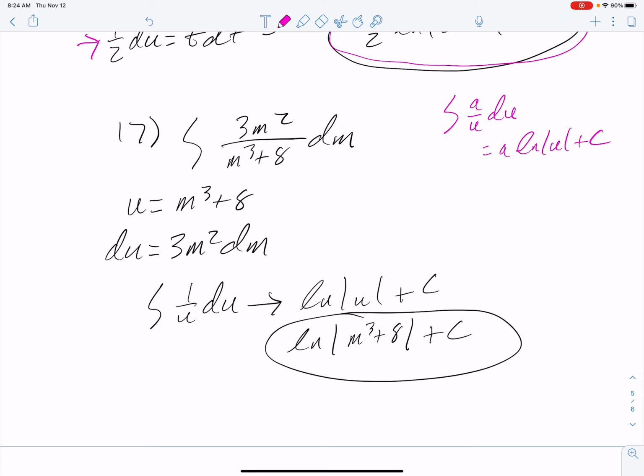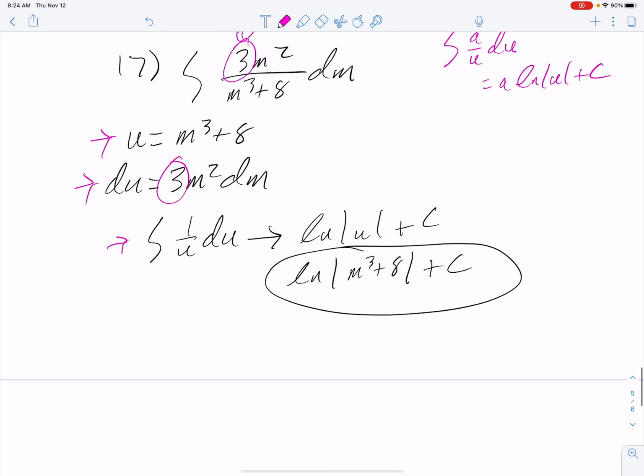17, very similar. I have the correct coefficient this time. Pick my u value, find its derivative. Again, I have the correct coefficient, so I don't need to multiply or divide by anything. So my integral 1 over u du, or some people might write it u to the negative first du, either way we should be recognizing that this is the antiderivative for natural log of absolute value of u, and then we rewrite.